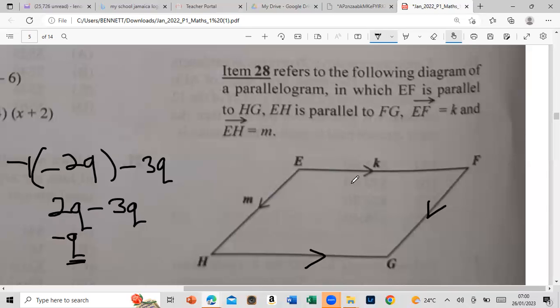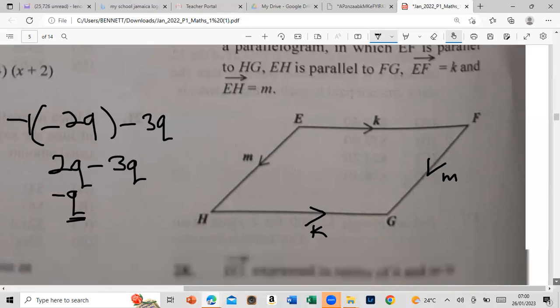Alright, so it says EF is equal to K. Oh, it's given right here. So that means this side is M and this side is K also. So you see, guys, I'm putting in this information without even looking at the question first, because these are vital in solving. Alright, let's see what they ask.